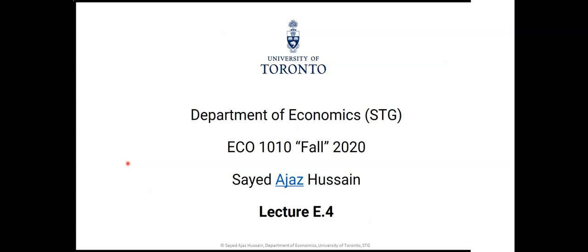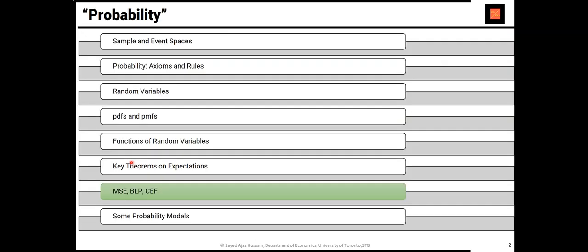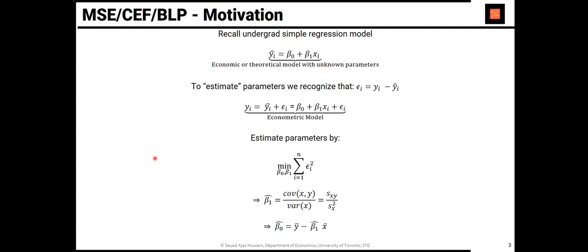So we're going to do lecture E4. I think this is one of my favorite lectures so far, and you'll see why. It contains some pretty nice results for graduate level econometrics. What we have ahead of us is something called mean square error, BLP (best linear predictor), and CEF (conditional expectation functions). And in this lecture, of all the lectures, I say this all the time, but in this one, intuition is paramount. So, one of the ways I'm going to try and motivate this topic is as follows.